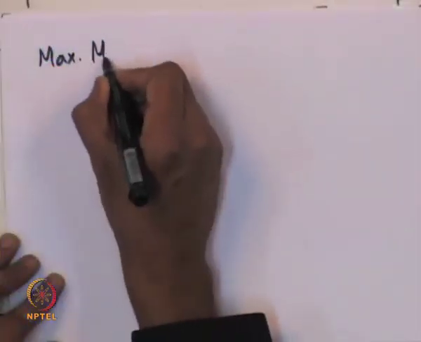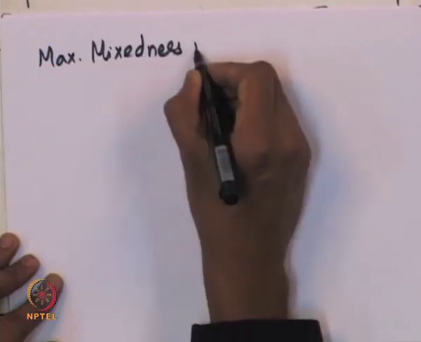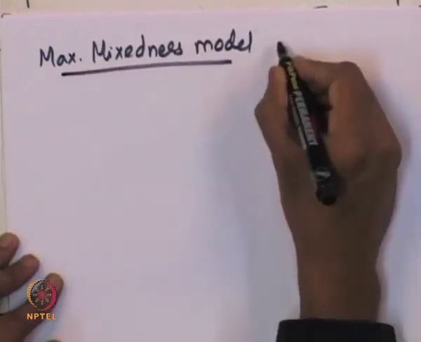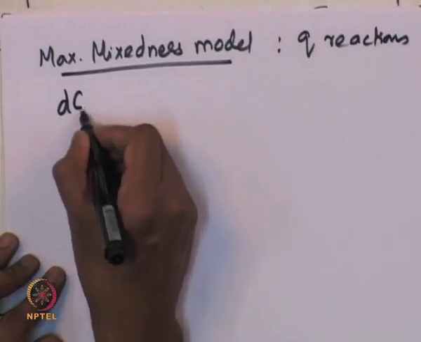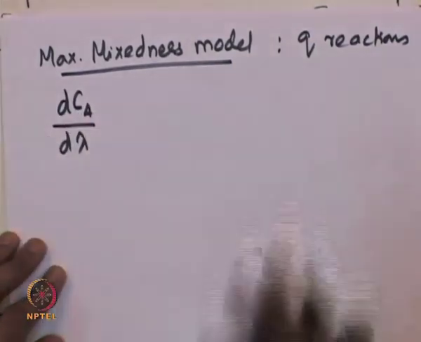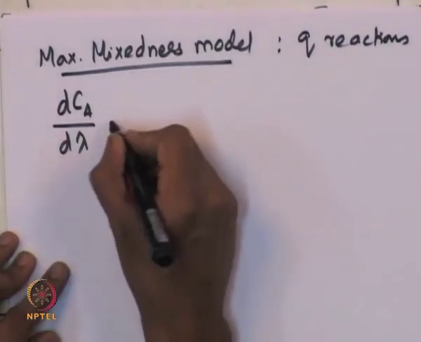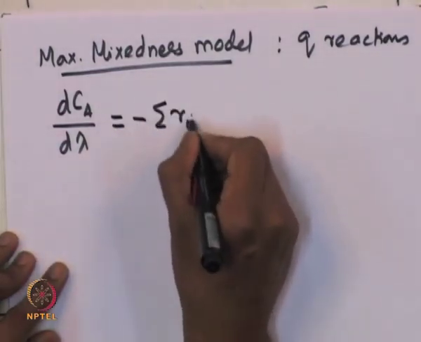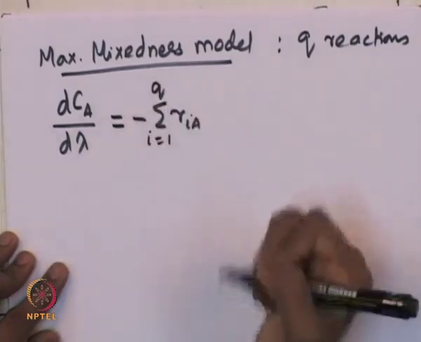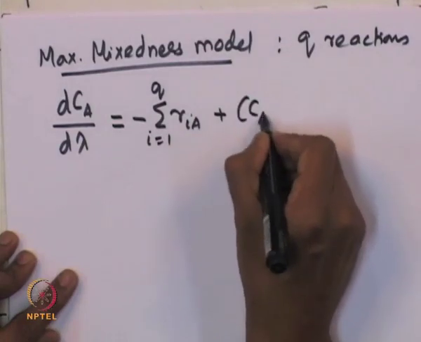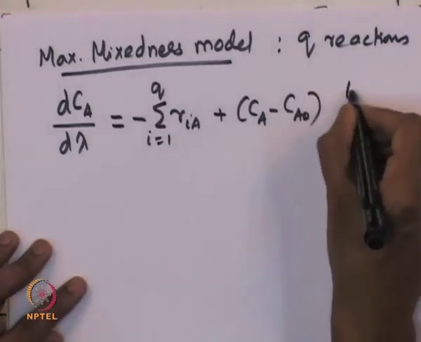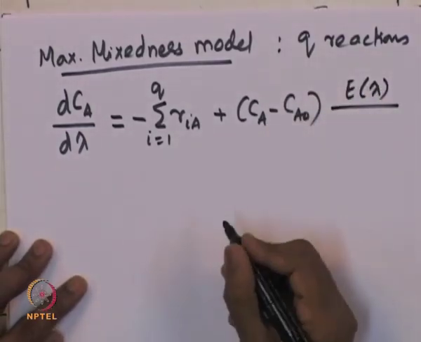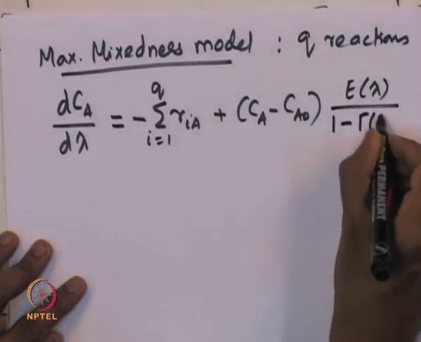For the maximum mixedness model, once again if we assume that there are q reactions happening simultaneously, then the model equation is an extension of the single reaction case. dCA by d lambda is minus the summation of reaction rates over all reactions happening simultaneously, plus Ca minus Ca naught, where Ca naught is the concentration of the species in the feed stream of the reactor, multiplied by E lambda, the distribution function for that particular reactor, divided by 1 minus F lambda.